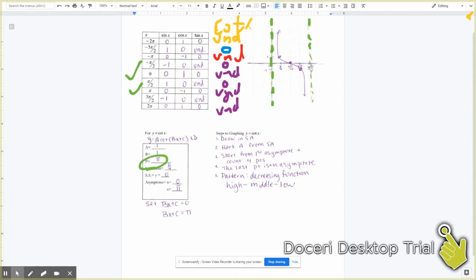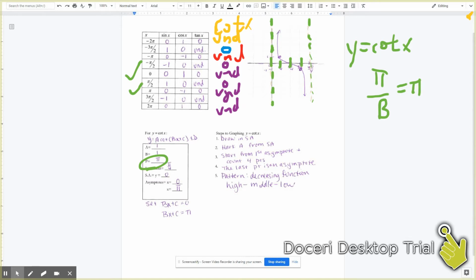because if we're graphing y equals the cotangent of x, period is pi over b, and b is 1. And then we divide by 4, and our increment is pi over 4. So this is pi over 4, 2 pi over 4, 3 pi over 4.